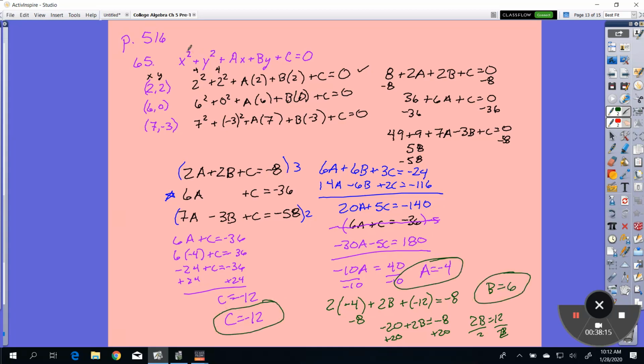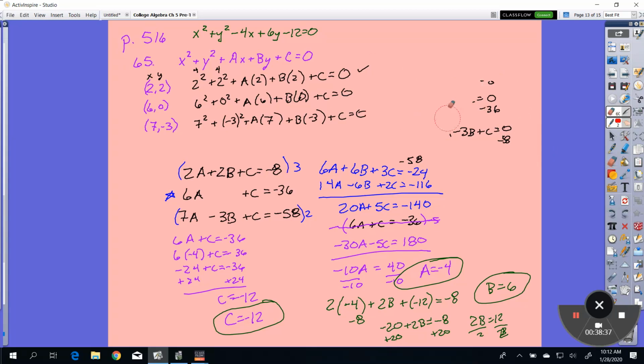So now I come up here to my equation. So I have x squared plus y squared minus 4x plus 6y minus 12 equals 0. So that's my equation. If you read the book, it says write this in standard form. So if we do that, I'm going to need some more space. If you remember, that's when we complete the square and do all that fun stuff.